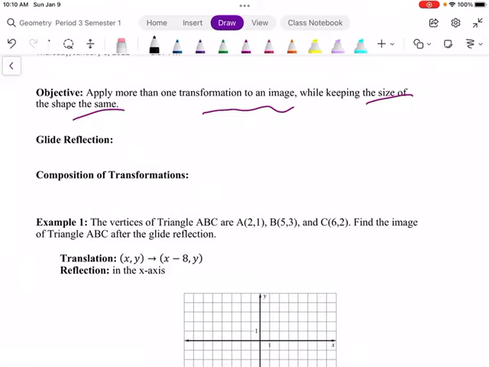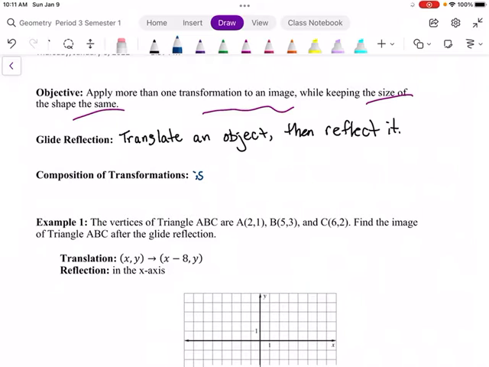Our first vocabulary word is a glide reflection, and this is when we translate an object and then we reflect it. And we always go in that order. And like we've already talked about, the composition of transformations is more than one transformation being done to an object.